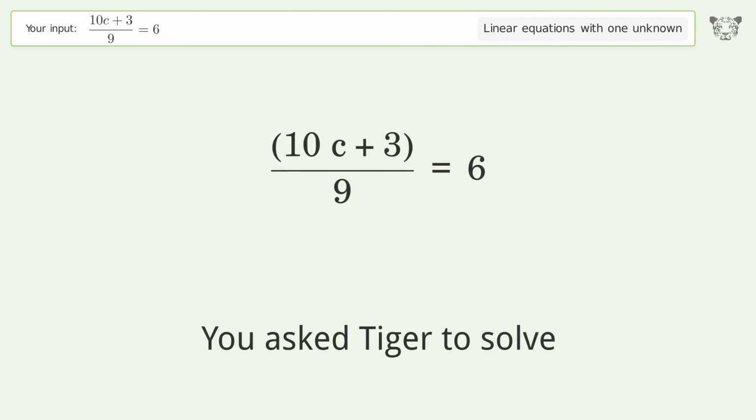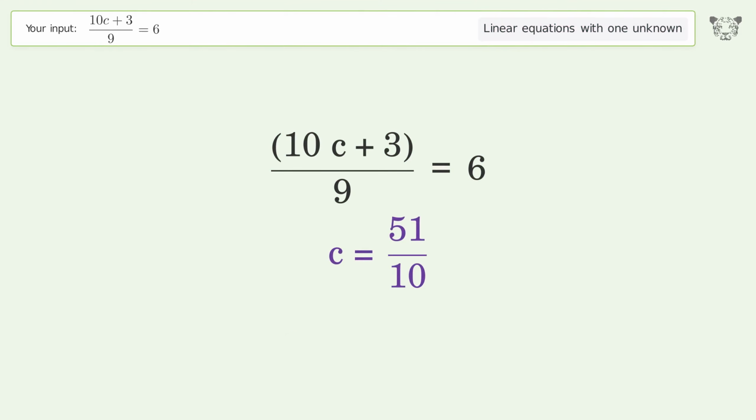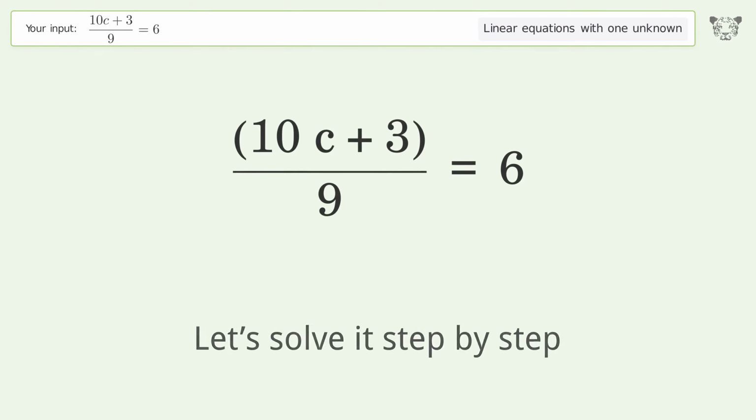You ask Tiger to solve. This deals with linear equations with one unknown. The final result is c equals 51/10. Let's solve it step by step.